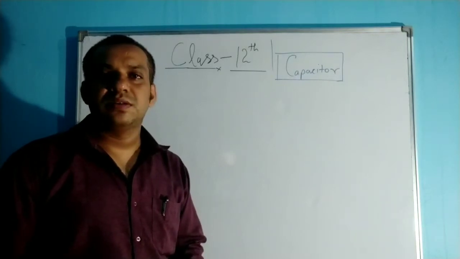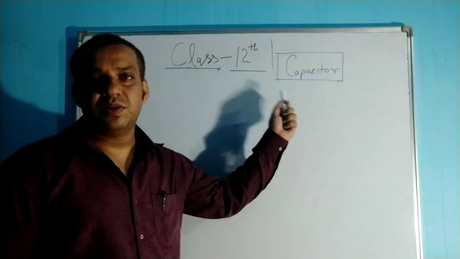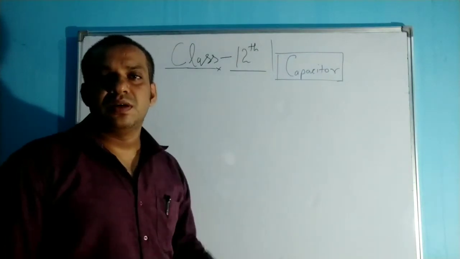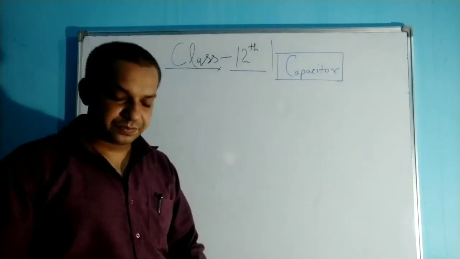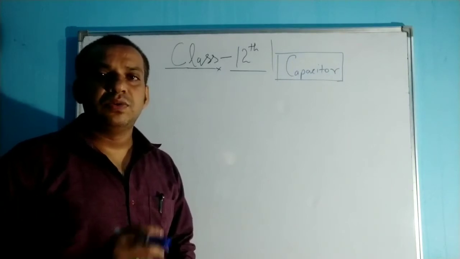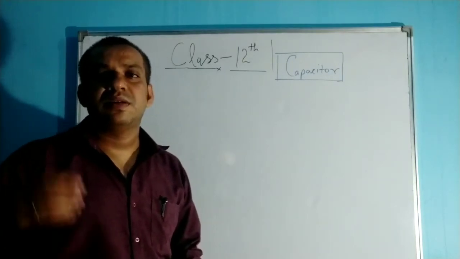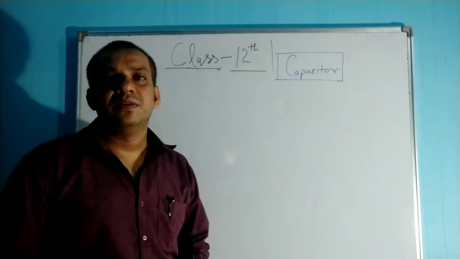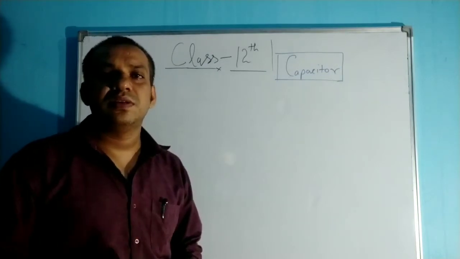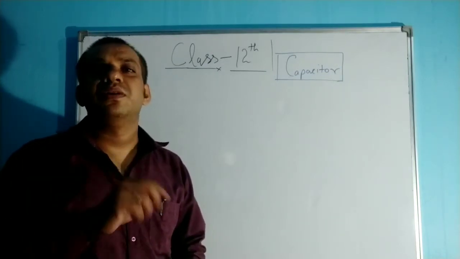Now let us discuss the capacitor chapter, because we are going to use some results of the electric field in this chapter. So we know that if we bring a test charge from infinity to a certain point, then the work done is stored in the form of energy, which is called the electric potential of that point.